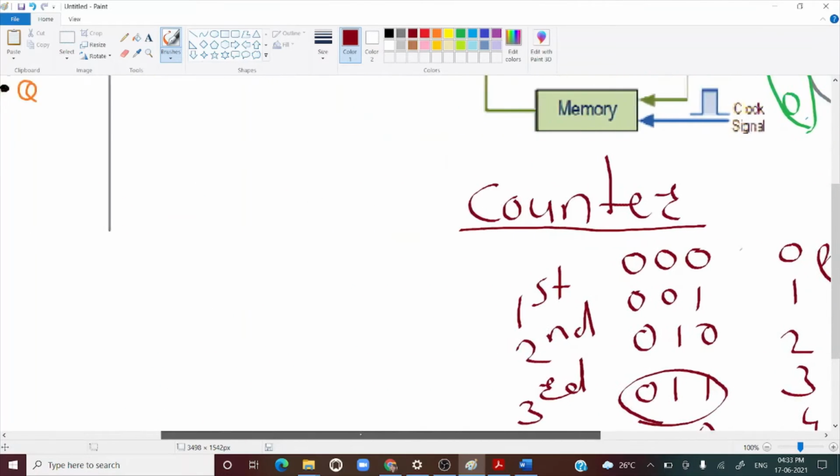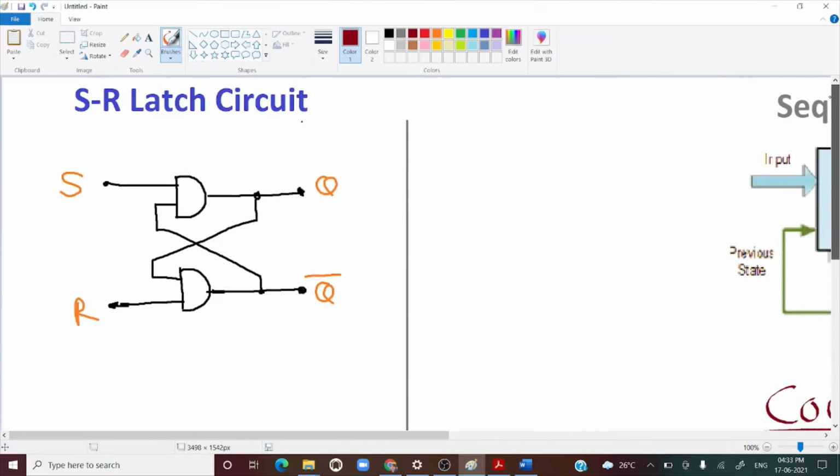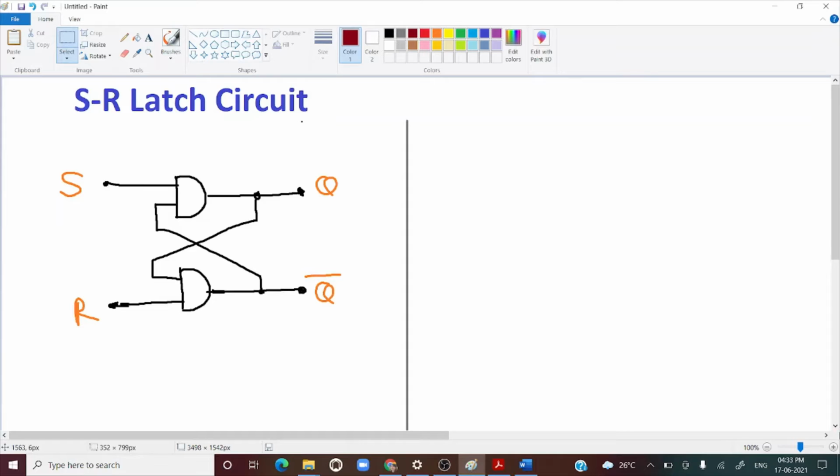So after this we are going to study the first basic sequential circuit, that is the SR latch. Let me remove all these things first. This SR latch is also called a 1-bit memory cell, because it can store 1 bit of data. And this is a very basic element of a sequential circuit.